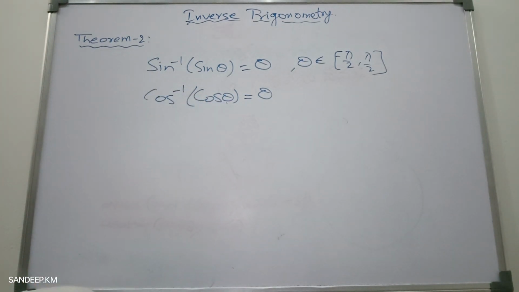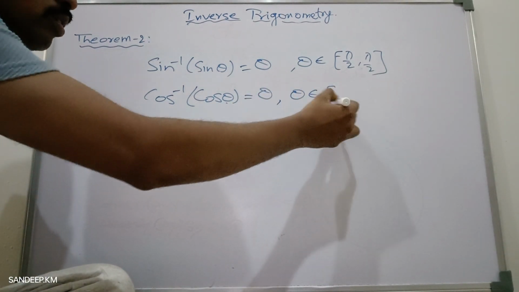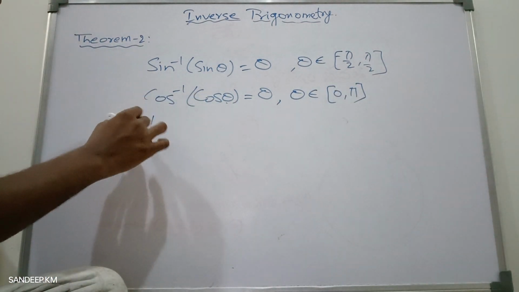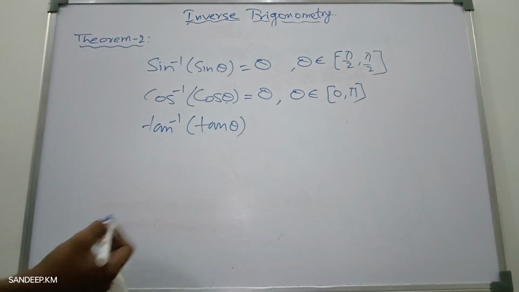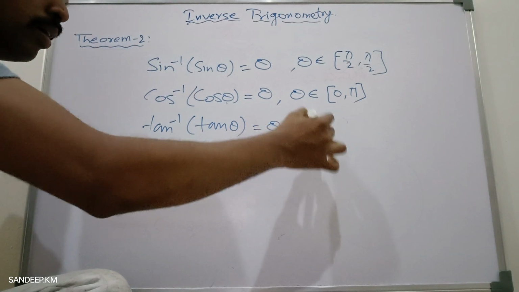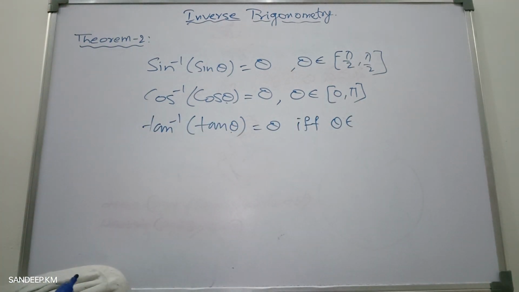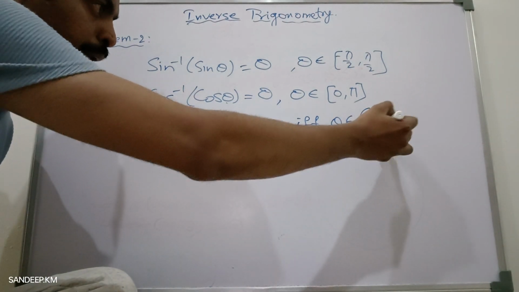Now, what is the restricted domain of cos theta? Theta belongs to the closed interval 0 comma pi. Got it? Similarly, now I think you all can answer the remaining. What is tan inverse of tan theta? It will be theta if and only if theta belongs to the restricted domain of tan. What is the restricted domain of tan theta? It is nothing but between minus pi by 2 comma pi by 2.